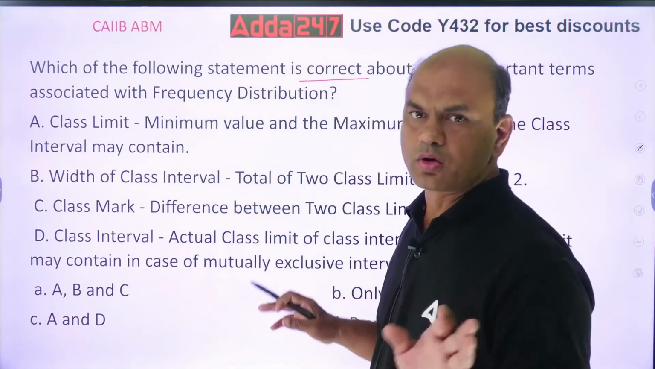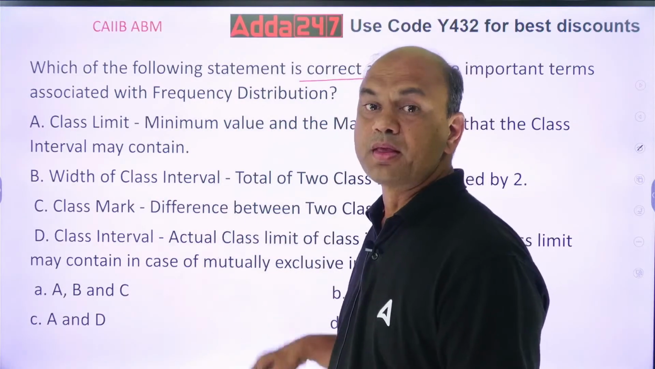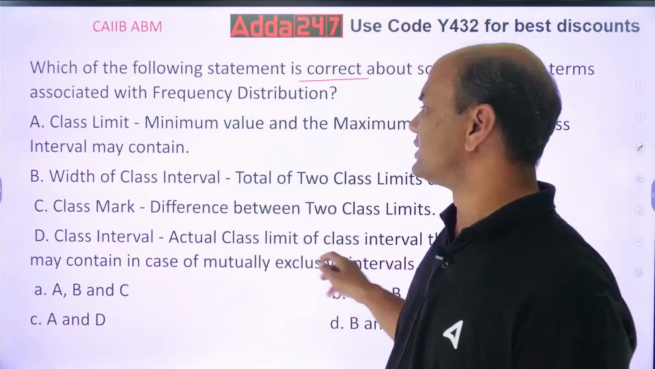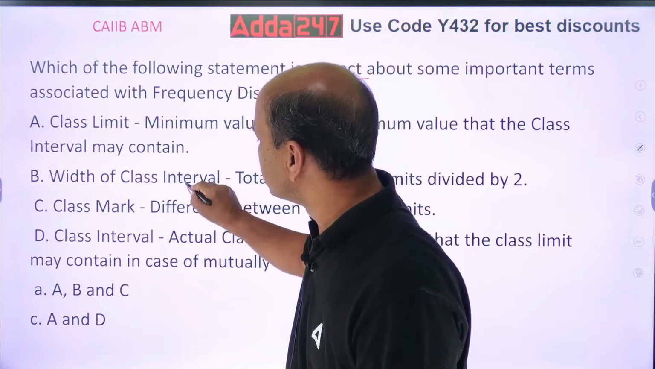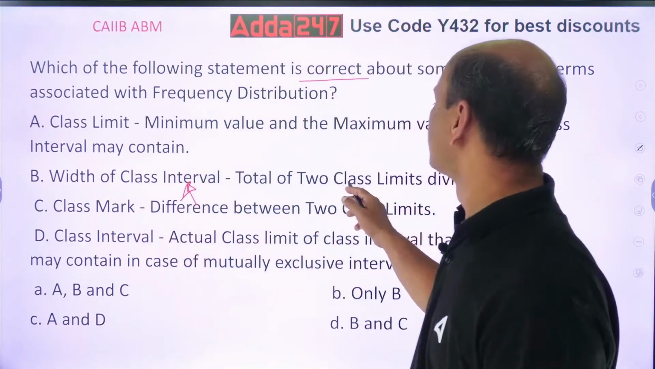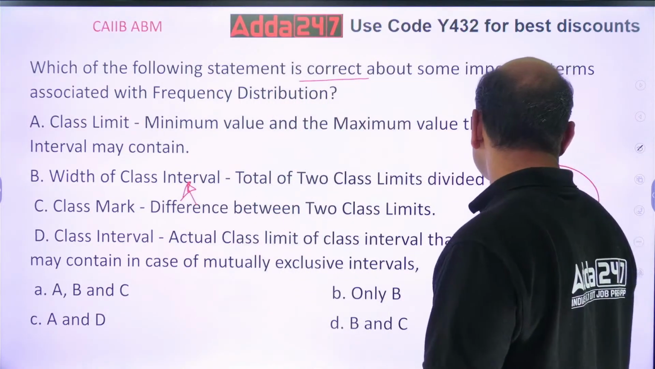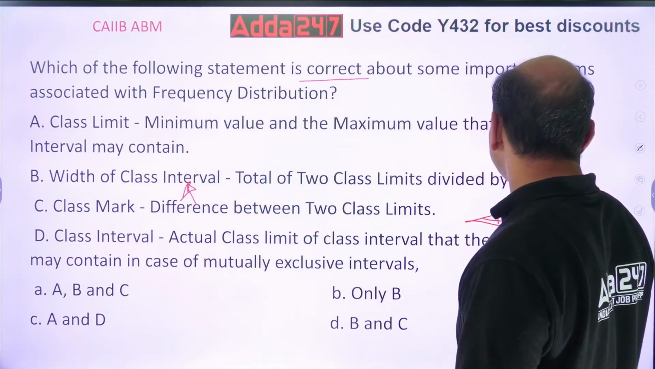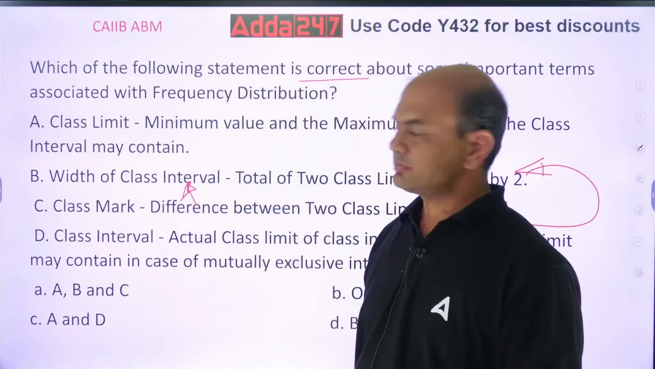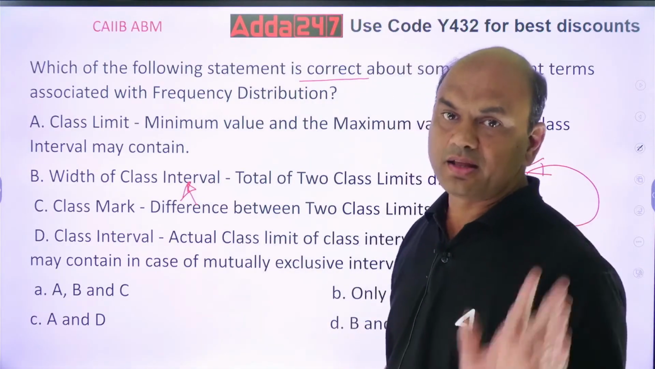First, I'll cut off the wrong answers. Width of the class interval is, now look at this. What is width? Difference between the two class limits. So, actually, this is the answer for width. And class mark is total of the two class limits divided by 2. They should be interchanged. Then it will be correct. So, B and C are strictly wrong. Only A and D remain.